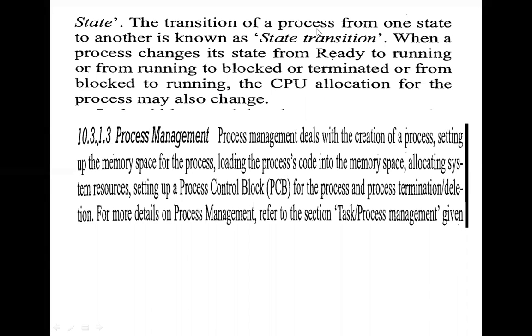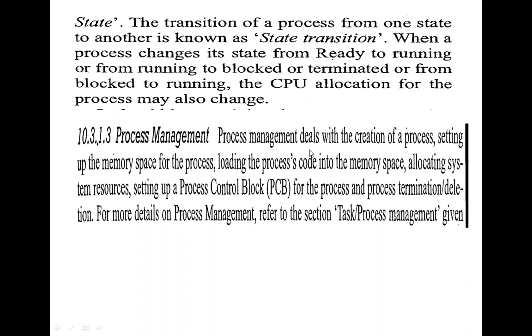The transaction of a process from one state to another is known as state transaction. When a process changes its state from ready to running, or from running to blocked or terminated, or from blocked to running, CPU allocation for the process may also change. Means with a change in state, the allocation of the system resources may also get changed.